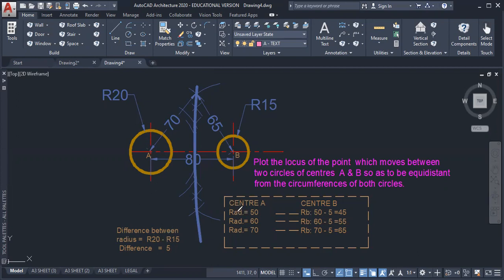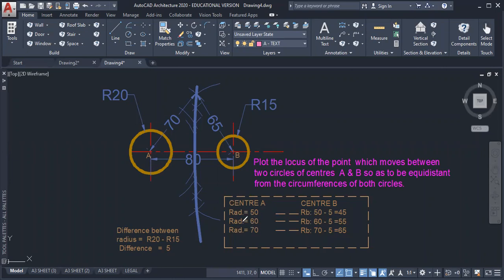say for example, if we use a radius of 50, describe an arc here. The corresponding radius of this 50 would be 50 minus 5, which would equal 45. So we would then use B as center, describe an arc, and that would meet here.